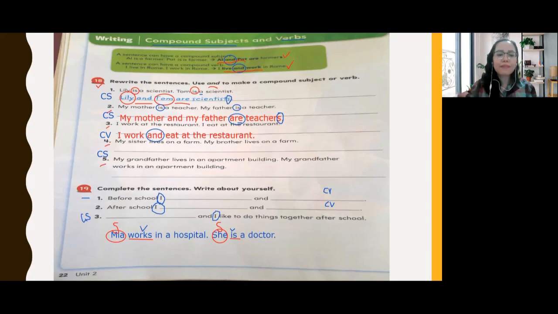How about number 5? My grandfather lives in apartment building. My grandfather works in apartment building. So lives and works, he does it in apartment building, ya. Compound sentence or compound subject, or compound verb? Yes, compound verb, because two verbs are joined in one sentence using and. You may repeat playing this video until you do understand about this topic, yeah?